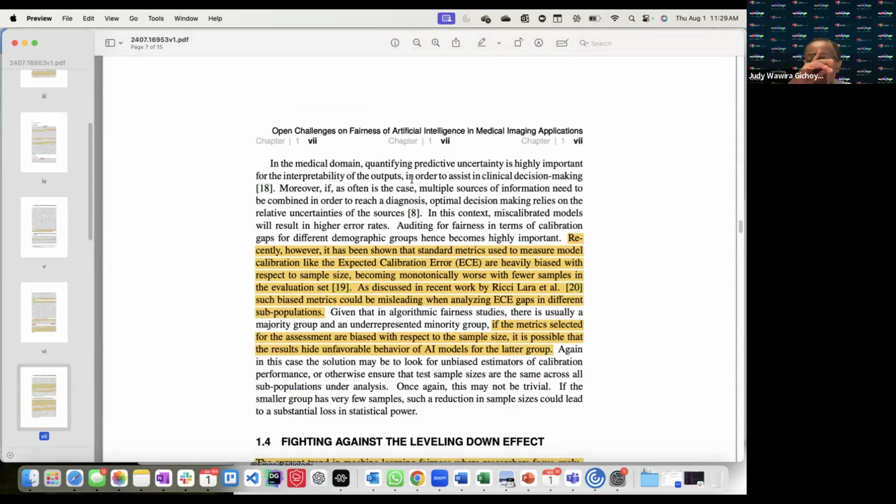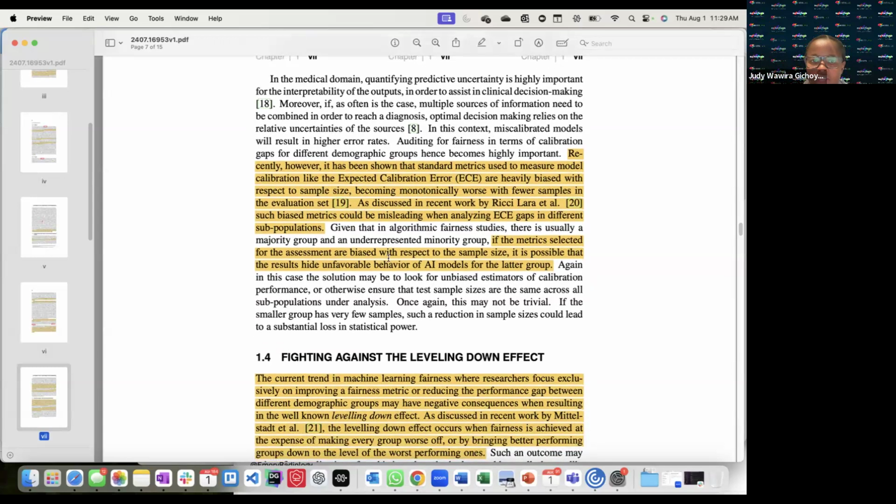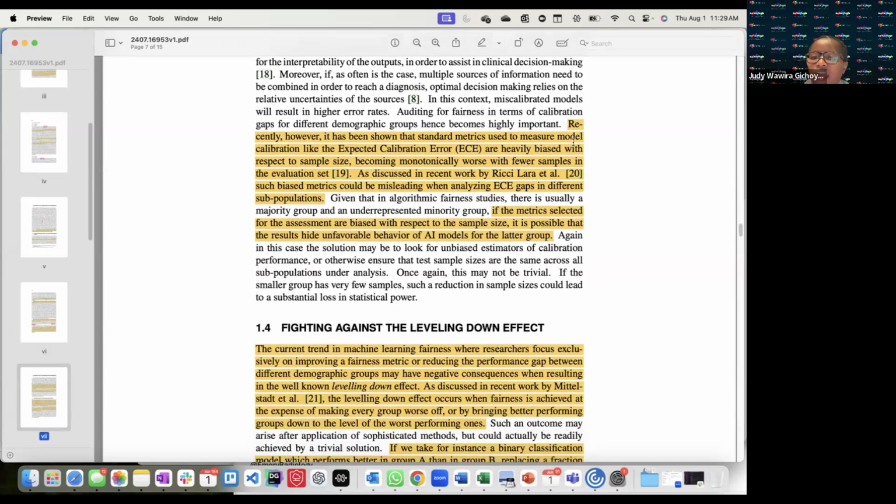And I'm not going to go down the rabbit hole of whether interpretable models are more fair, something like that. But if you have miscalibrated models, then you could have high error rates. For example, if you use the expected calibration error, this is a metric that is very biased with respect to the sample size, becoming worse when there are fewer samples in the evaluation set. And so you have to be thinking about how this varies. I have to say it in a different way. This has been something that I've been thinking about.